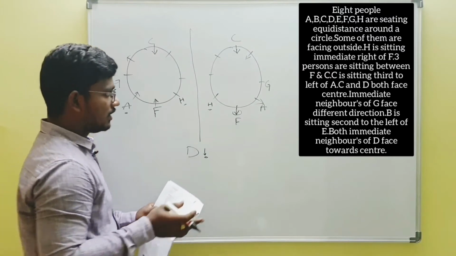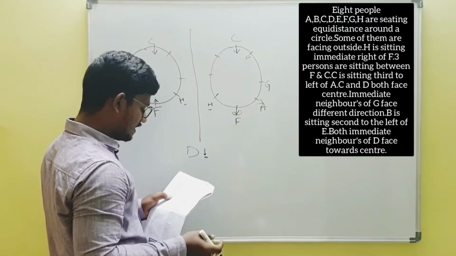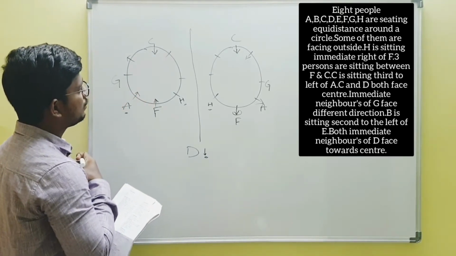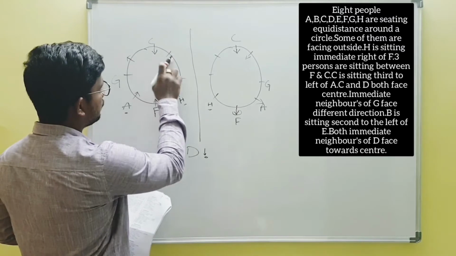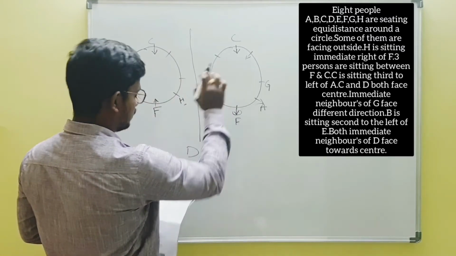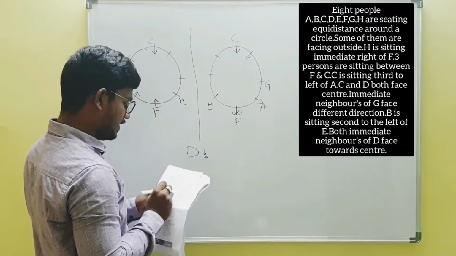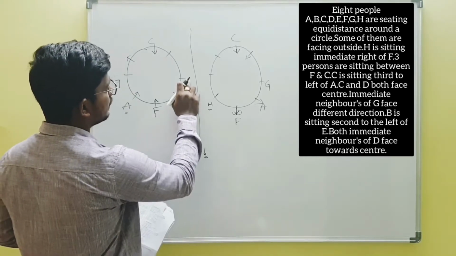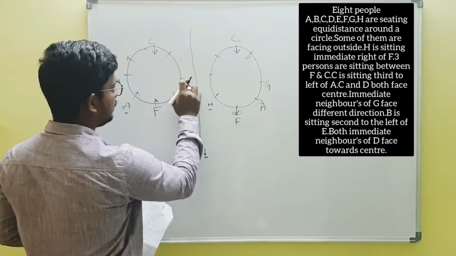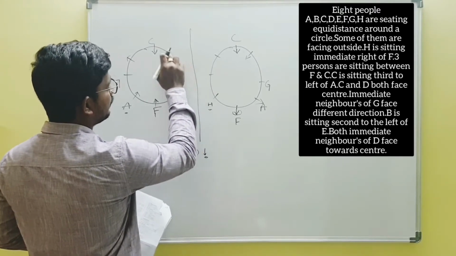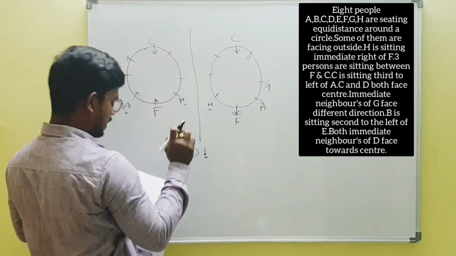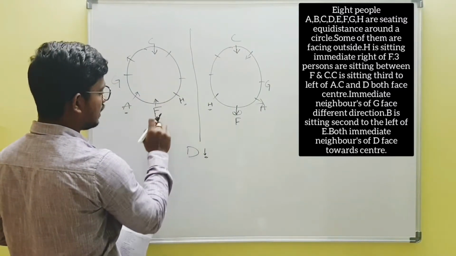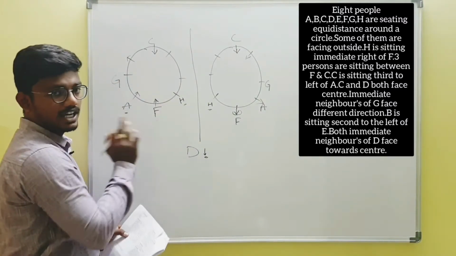B is sitting second to the left of E. It is given that B is sitting second to the left of E. I have remained with three places to arrange the sitting arrangement. See, if I place B here, second to the left, or if B is facing outside, second to the left will be, here C is already placed, so I cannot place E there. If B is facing inside, second to the left becomes here, but here already F is placed, so this place is not valid.